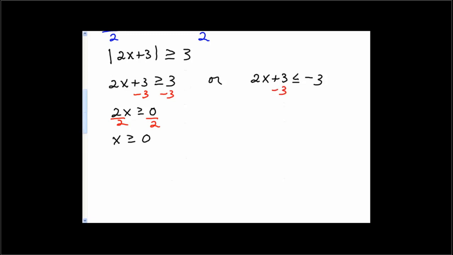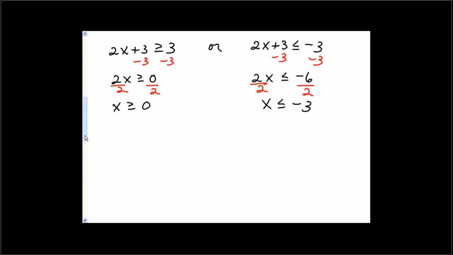Here, subtracting 3, 2x is less than or equal now to negative 6. Dividing by 2, x is less than or equal to negative 3.